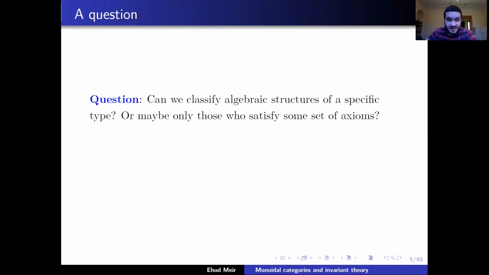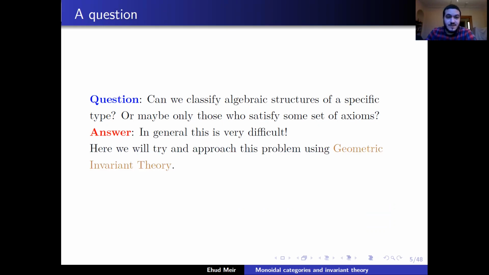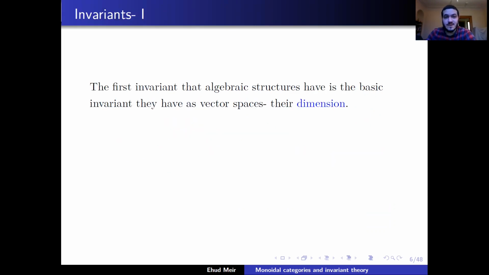Now, here's a very general question. Can we classify algebraic structures of a specific type, like algebras, or maybe those that satisfy some specific set of axioms, like, let's say, Hopf algebras, Lie algebras, and so on? And we know that, in general, this is a very difficult question. There's a lot of work on this, but it's very hard to say something very general. So what I would like to tell you about is how to approach this problem by using tools from what is known as geometric invariant theory.